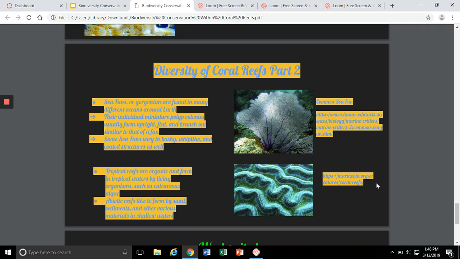Sea fans, or gorgonian, are found in many different oceans around Earth. Their individual miniature polyp colonies usually form upright, flat, and branch out, similar to that of a fan. Some sea fans vary in bushy, whip-like, and coated structures as well. Tropical reefs are organic and form in tropical waters by living organisms such as calcareous algae. Abiotic reefs like to form by sand sediments and other various materials in shallow waters.